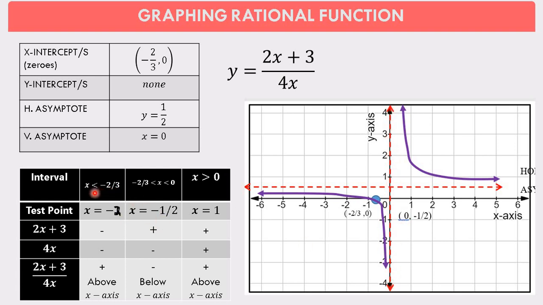Then the region x less than negative 2/3. So negative 2/3 is here. So above the x-axis. Next, between negative 2/3 and 0, so below the x-axis. And lastly, the region greater than 0. So this part. This graph must be reflected. So we have this one. So this is the graph of y equals 2x plus 3 over 4x.